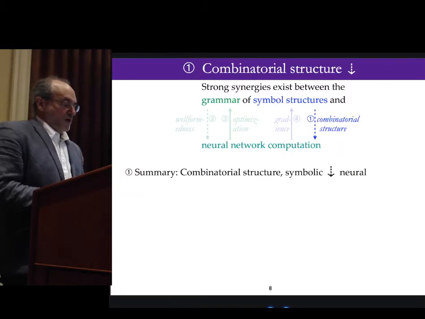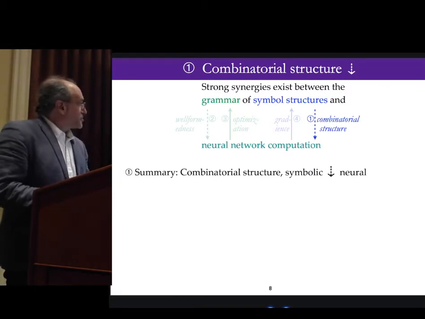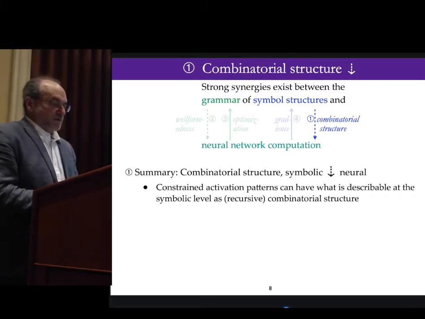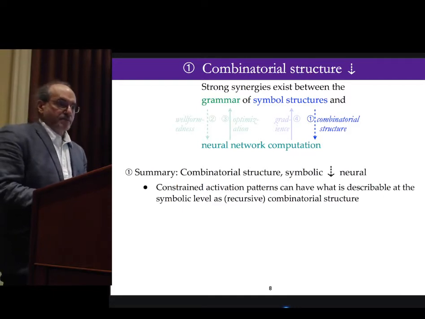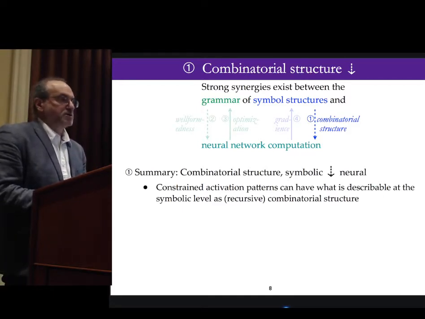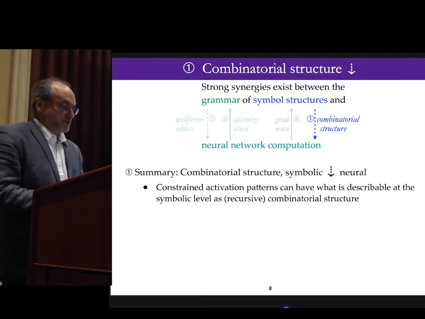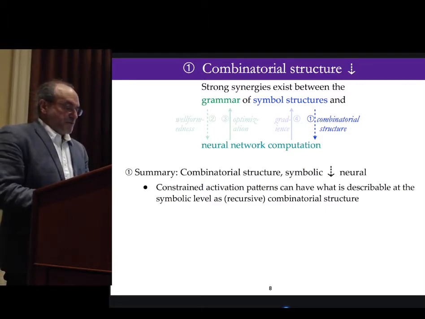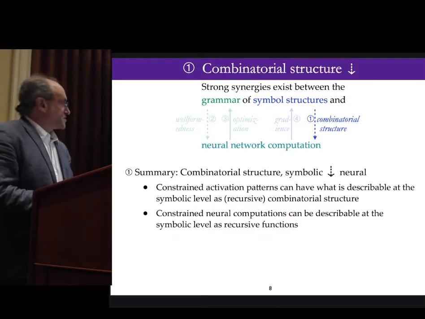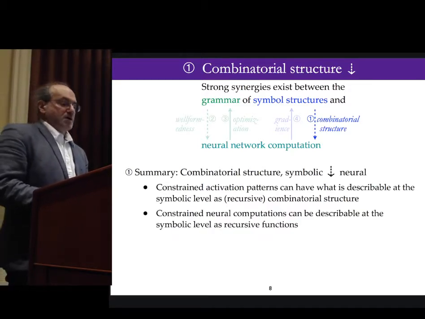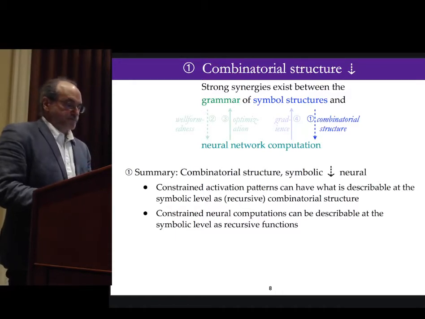So to summarize part one, combinatorial representations at the symbolic level can be redescribed at the neural level as activation patterns that are constrained so as to have their own combinatorial structure. These are tensor product representations. Neural networks meeting certain constraints can then operate on these TPRs to perform computations that are describable at the symbolic level as recursive function evaluation.